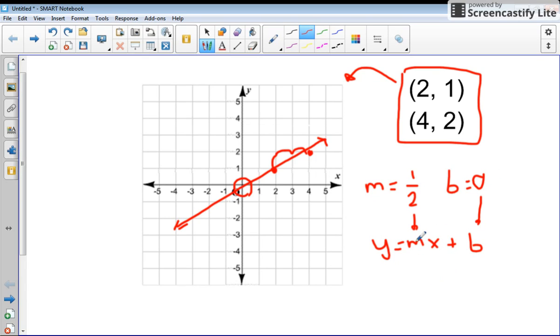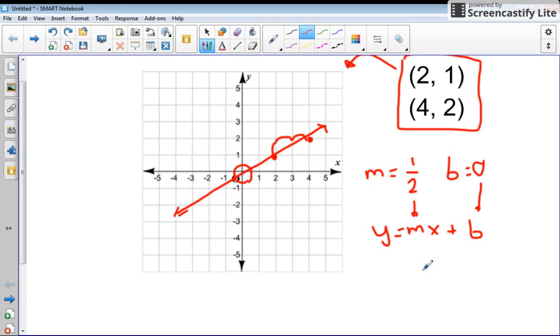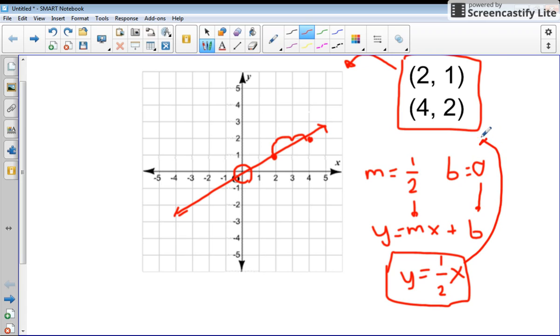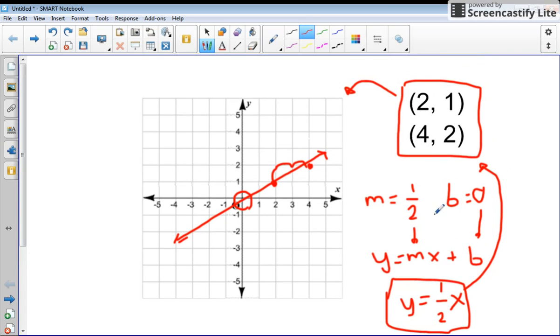For that reason, when you plug these in, what do you actually get? If you're right, the b actually is 0, so it goes away, and you're left with just y equals 1/2 of x. And that is the linear equation. It represents the line defined by these two ordered pairs. Woof! On a scale of 1 to 5, how do you feel about doing these kind of problems where you get a graph?